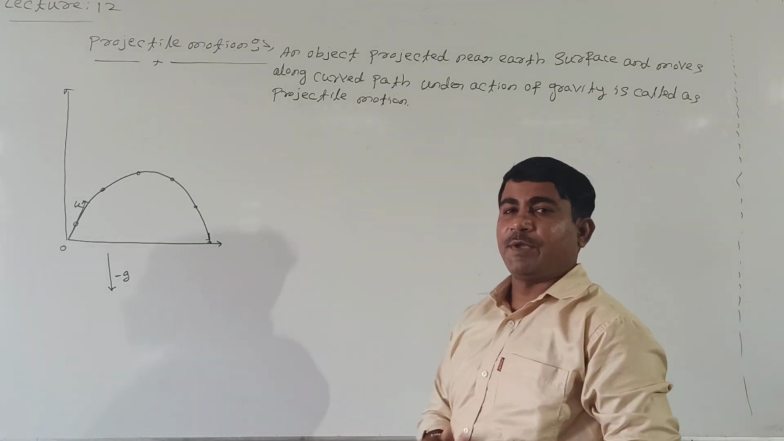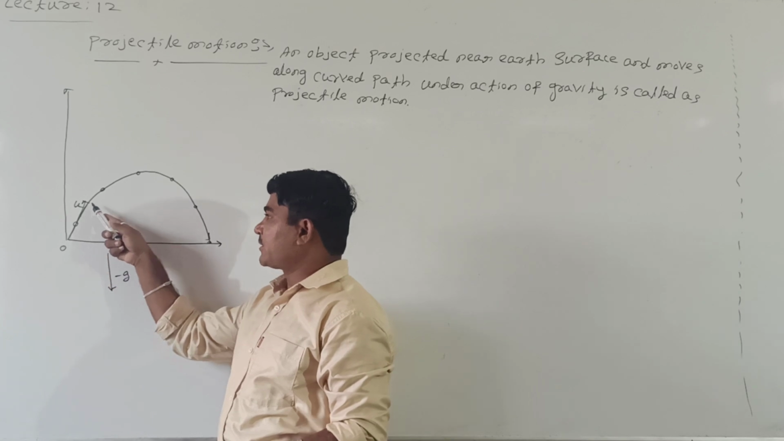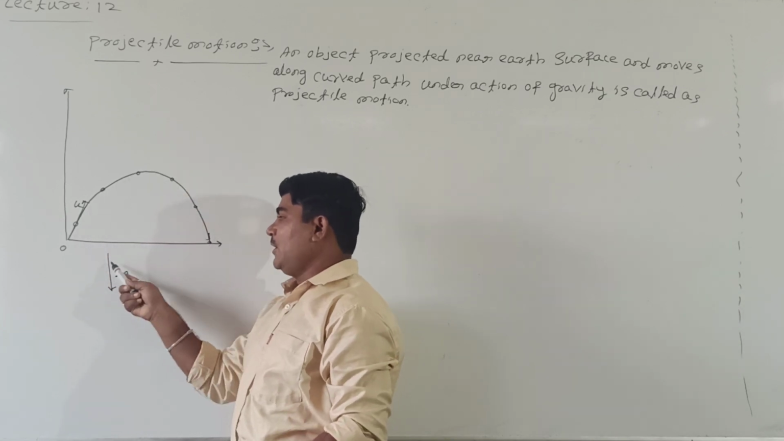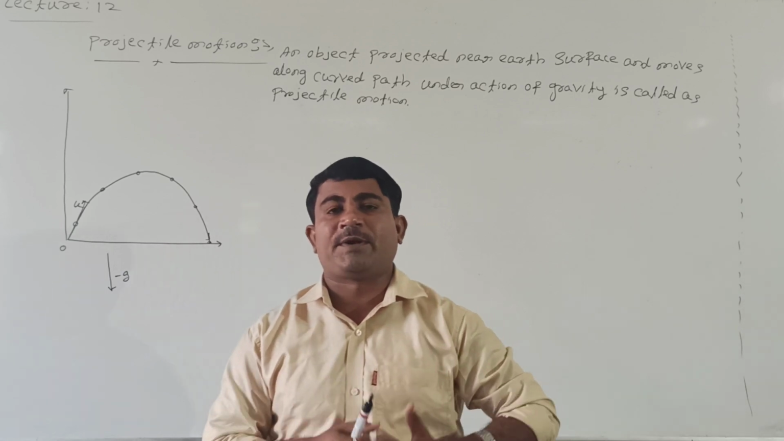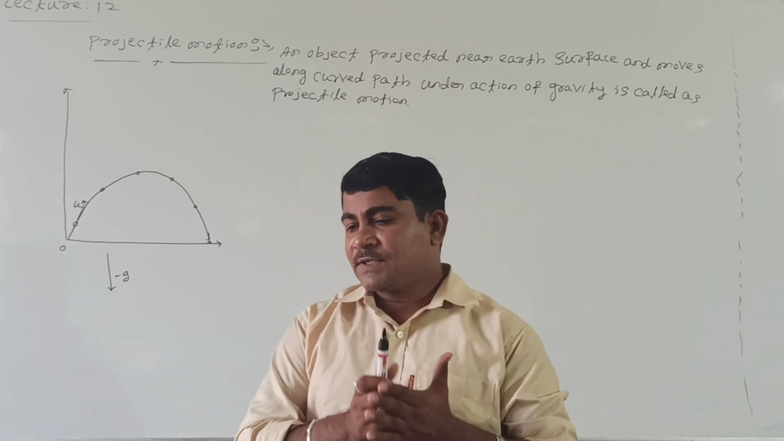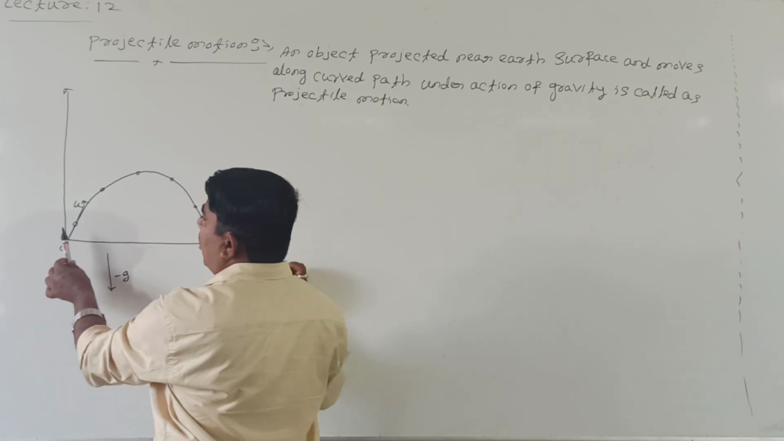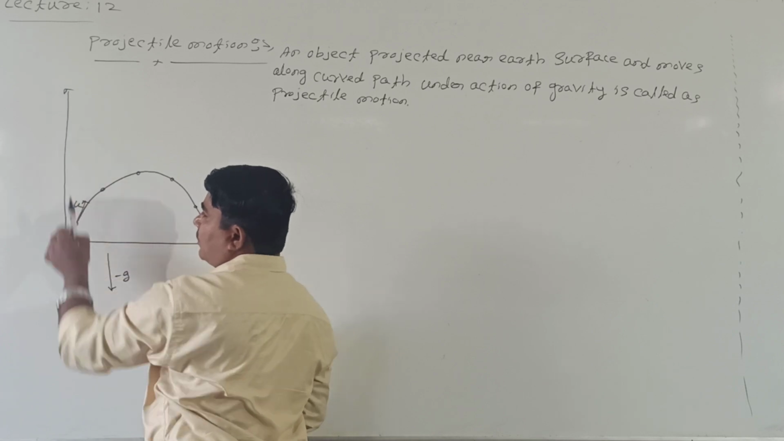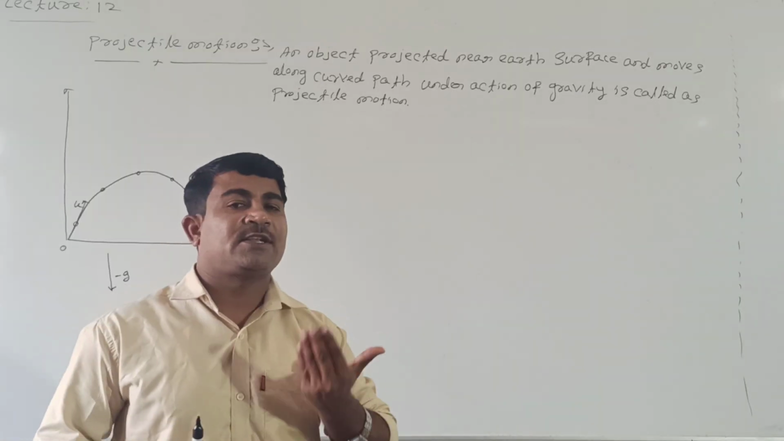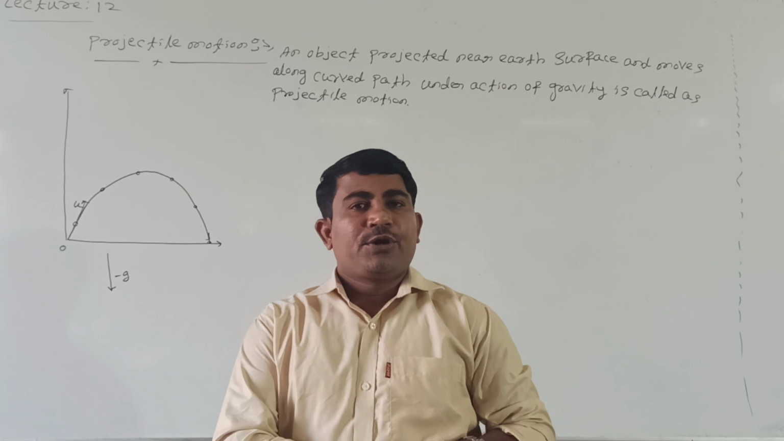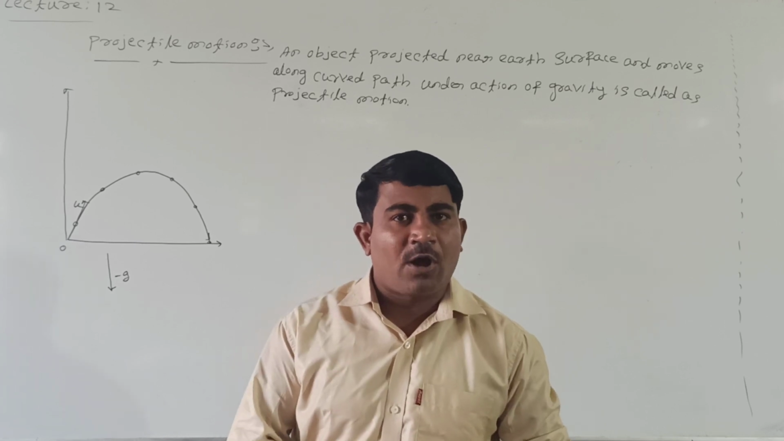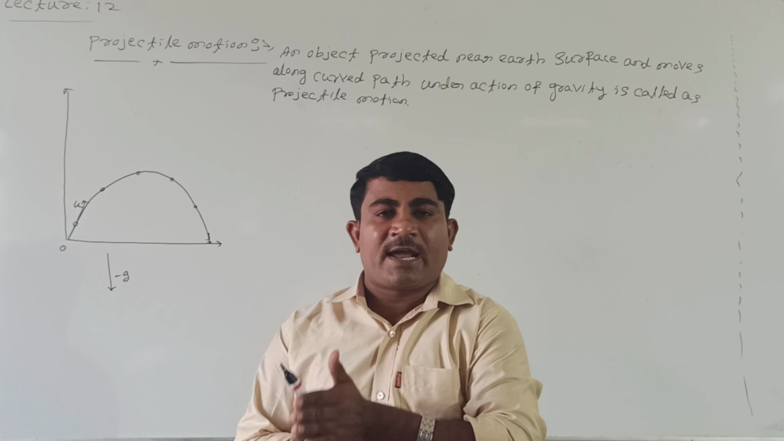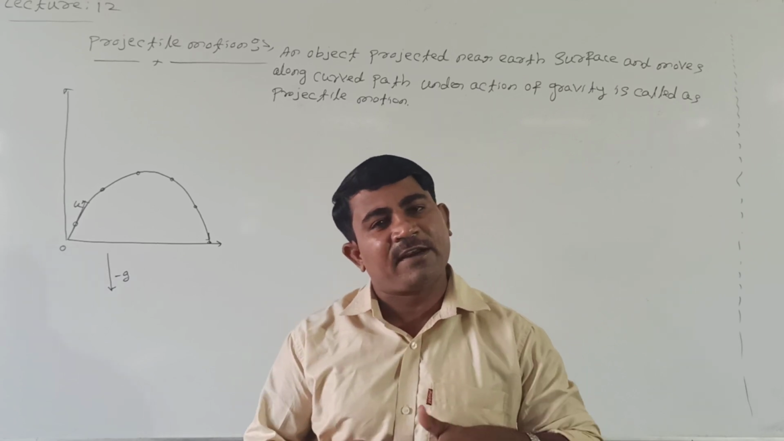Because this object is thrown near the earth's surface, it falls due to the gravitational force, or what we call gravity, right students? Now see here, the object is not projected vertically or horizontally, not along the horizontal or along the vertical. The object is projected at an angle theta less than 90 degrees and greater than 0 degrees. To get projectile motion, the object must be projected at an angle greater than 0 degrees and less than 90 degrees.